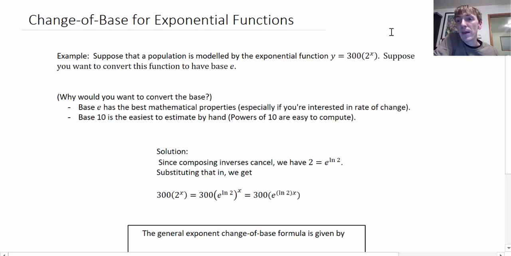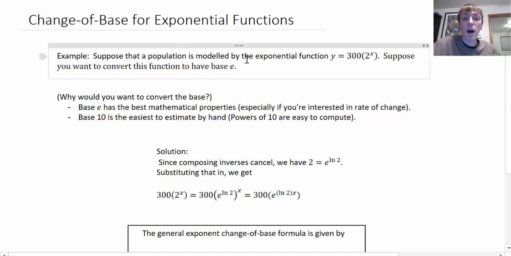So when we talk about change of base, we can talk about change of base both for exponential functions and for logarithmic functions. So we're actually going to do change of base for exponential functions first, and this one is, I think, a little bit easier. Okay. So what we're going to do is we're going to take an exponential function. Suppose that a population is modeled by the exponential function y equals 300 times 2 to the x. And what we're going to do is we're going to convert this function so that the base is e instead of 2.